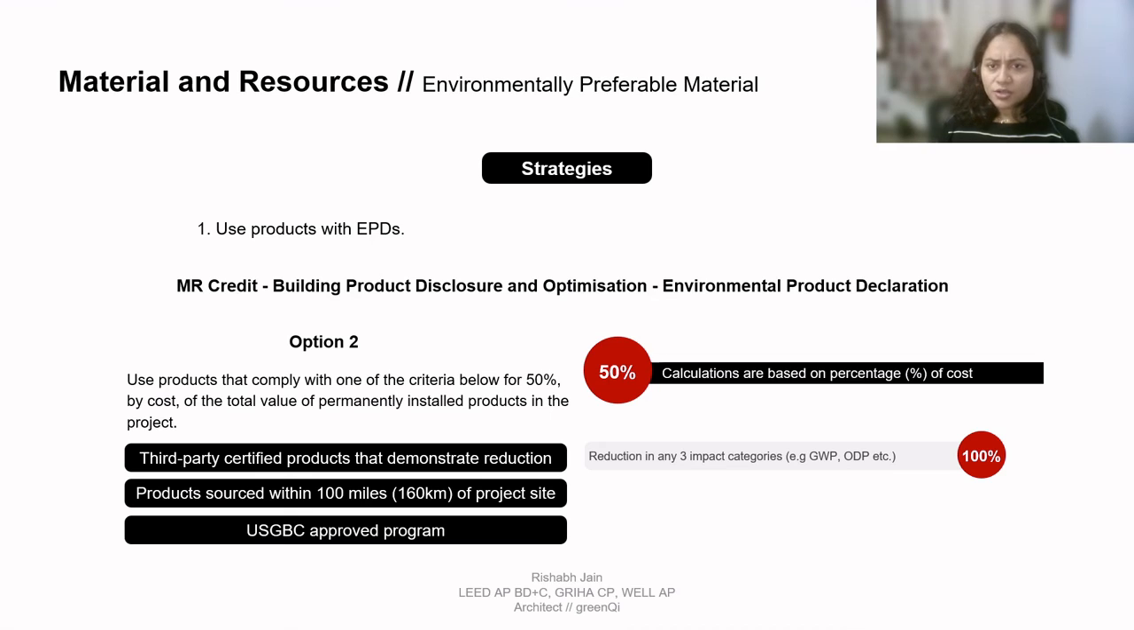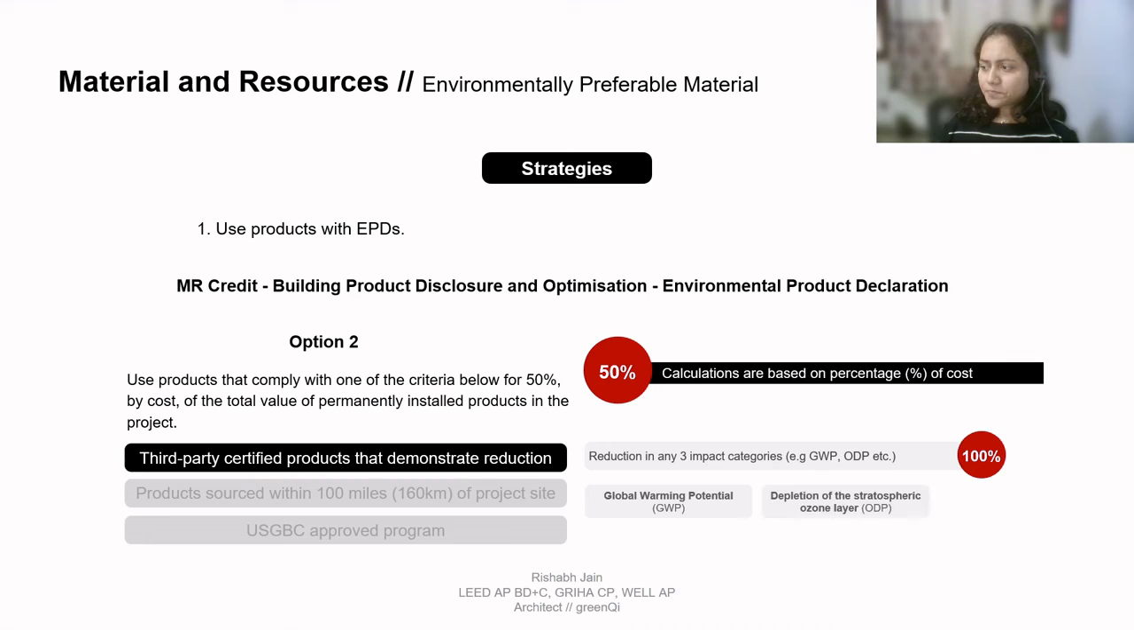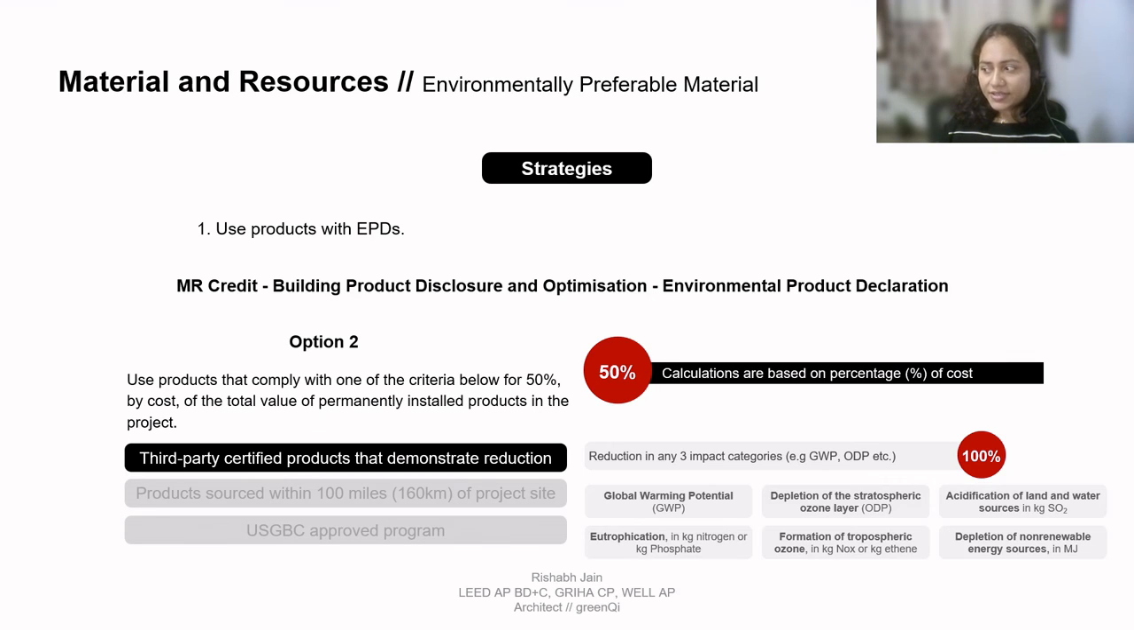So where is the reduction that we are asking for? This reduction is on the impact categories. We discussed this earlier in the video as well. We have 6 impact categories that LEED focuses on. These 6 are basically a measure of environmental impact. Let's say global warming potential. This is in kg CO2.